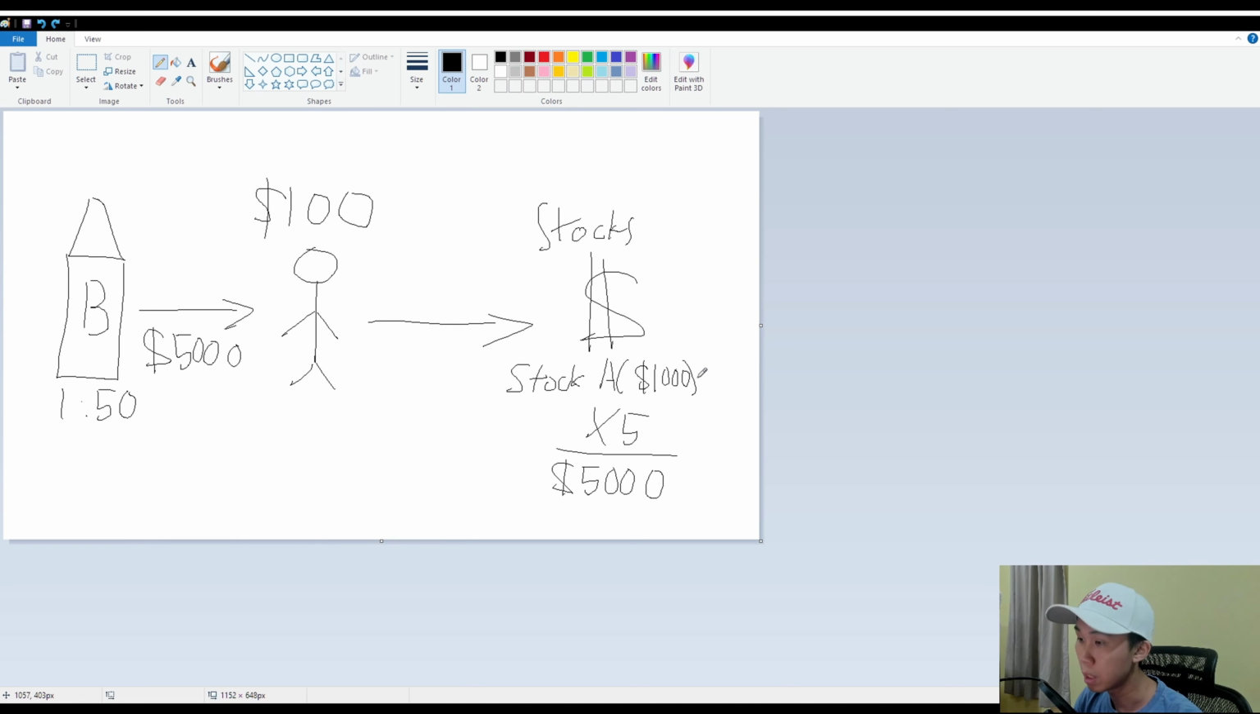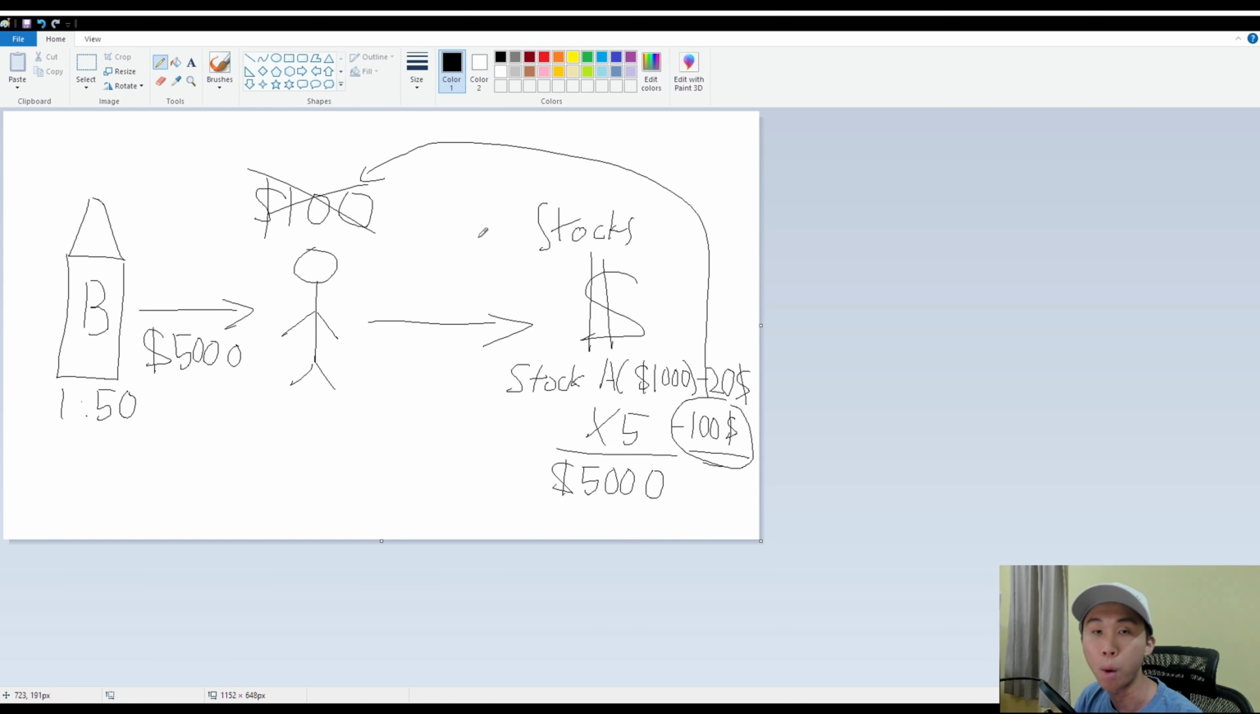If stock A decides to drop $20 in value, so if stock A drops $20 each and you have 5 of them, that would mean you will be negative $100 because each is losing 20 and you have 5. So 20 multiplied by 5 would be 100, and that is the exact amount of what you have in your pocket. So this would mean that you have hit a margin call, which means that you have lost everything in your pockets. So that is the disadvantage of using leverage.